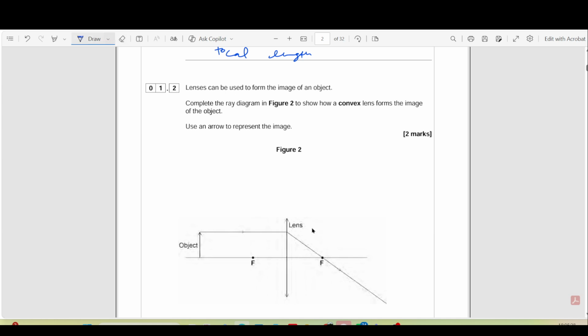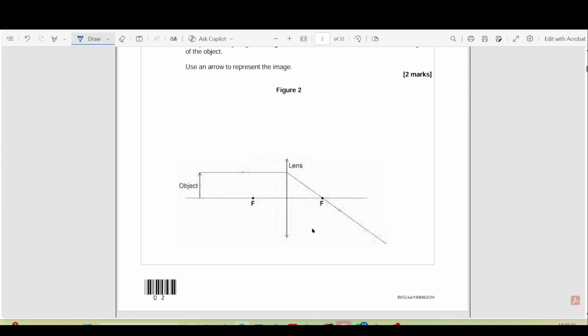Image means where two rays meet. So one ray is already shown. If the object is this and this ray is passing parallel with this axis, it passes through the focus. Second ray we can pass through the center. Whenever a ray passes through the center of the lens, it continues in a straight line without bending. Like it will go like this.